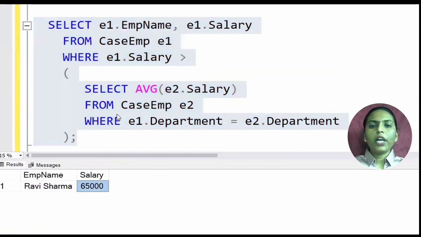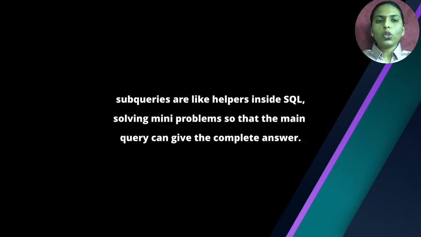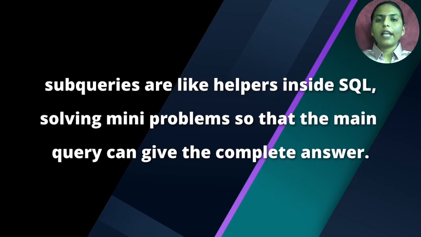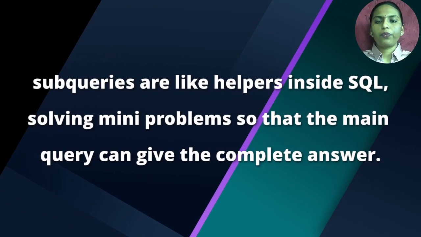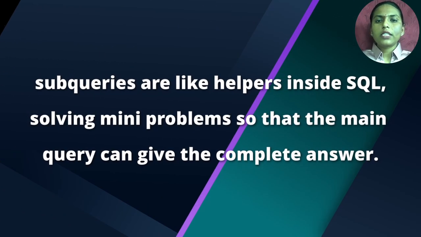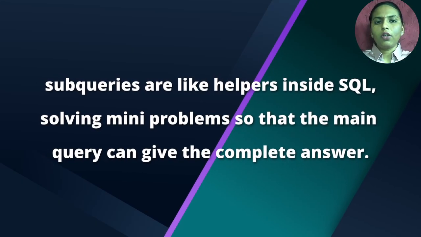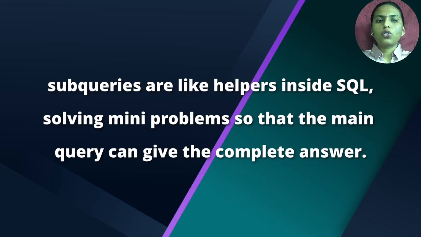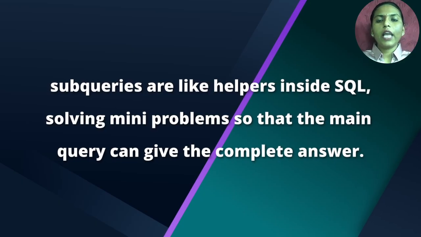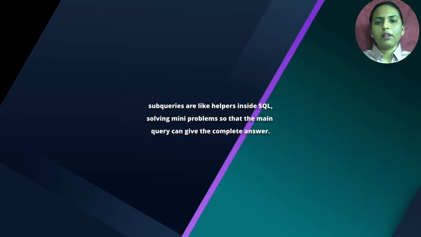Here, each employee is checked against their department's average. So the subquery runs again and again for each row. So in short, subqueries are like helpers inside SQL, solving many problems so that the main query can give the complete answer. That's the magic of subquery.